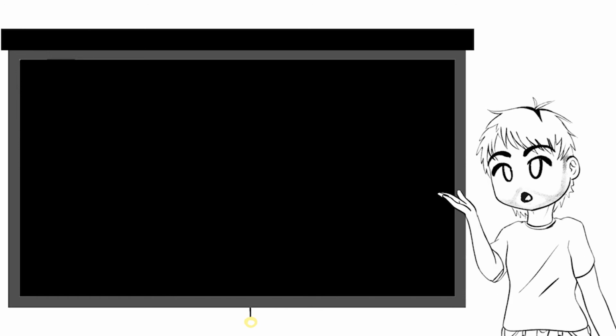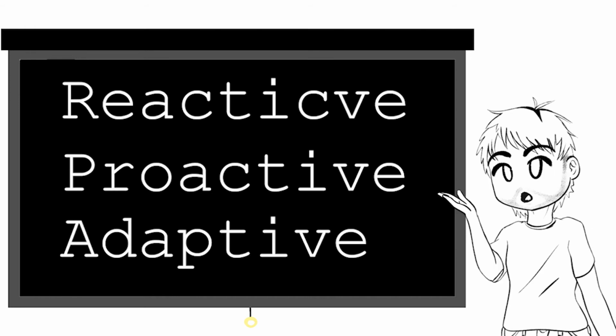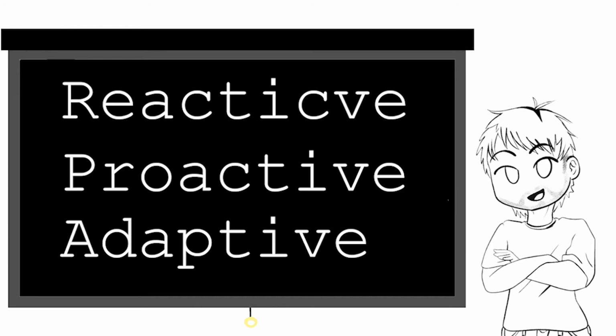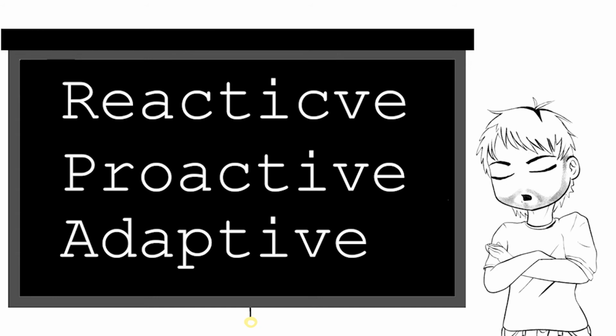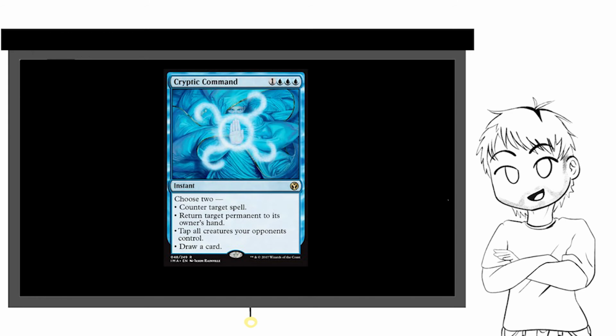Spells fall into three basic categories: reactive, proactive, and adaptive. A reactive spell is a spell you use to answer your opponent's threats. A proactive spell is a spell you play to advance your own game plan. And an adaptive spell is a spell that can be used for either purpose. For my reactive spell example, I'll be using Cryptic Command.